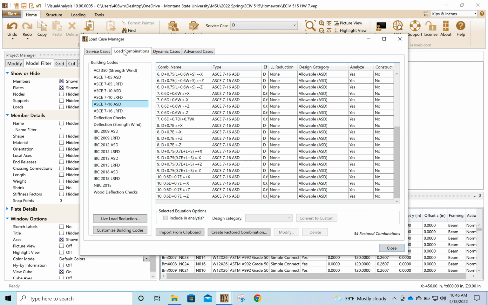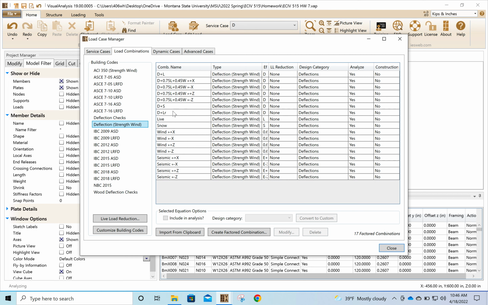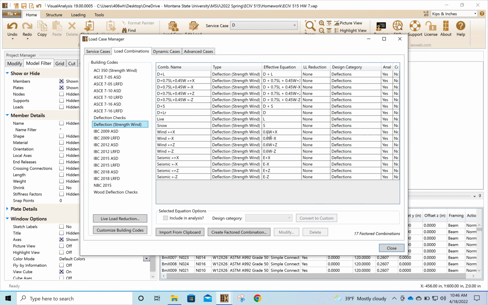So when we go to load combinations, we might want to do deflection checks, strength, wind, because if we look at that, the effective equation that we use is going to be this 0.6 W. Well, these are stock ones, and we really can't manipulate these very well. So what do we end up doing?